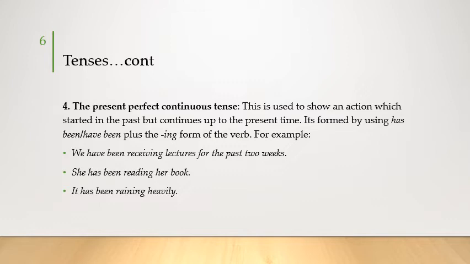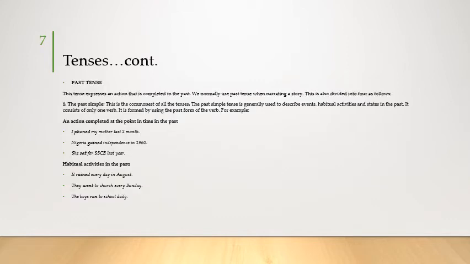You see continuity, perfect continuous. Auxiliary verb have plus been and then the ing form of the verb, or auxiliary verb has plus been and then the ing form of the verb. This indicates the sentences are in present perfect continuous form.